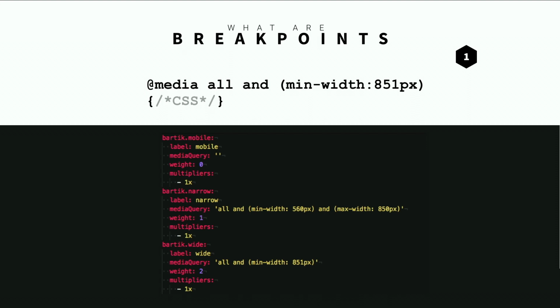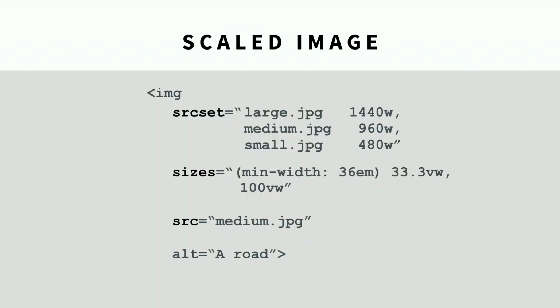Here you, for example, have the mobile one that doesn't have any breakpoint at all because it always applies. Then you have the next one that is from 500 and 800 and so on, and you have the last one. So you have to map all this stuff and give this information to Drupal.